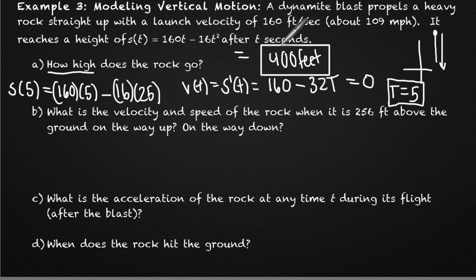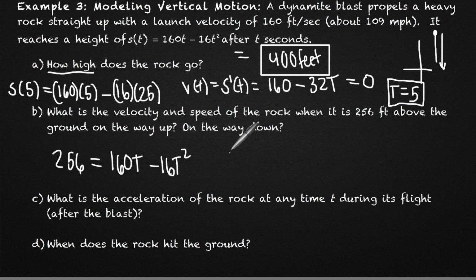All right. Now, letter B. What is the velocity and speed of the rock when it is 256 feet above the ground on the way up? Okay, so what is the velocity? The first thing we need to do is find the time when the rock is 256 feet above the ground. So that's involving the position function. We're going to plug 256 in for the position, and we're going to solve this for t.